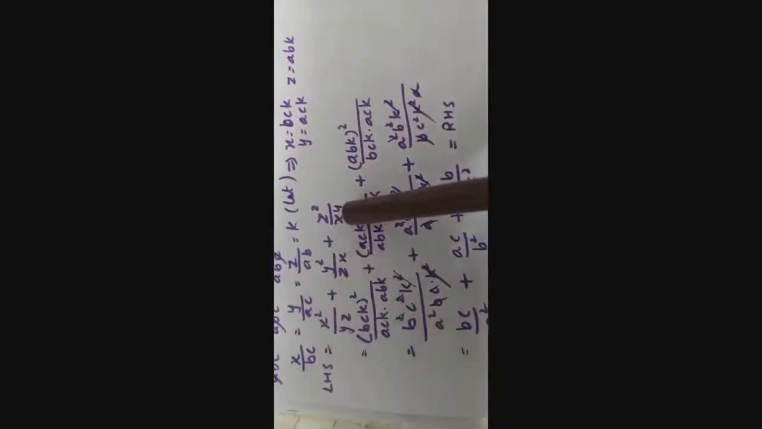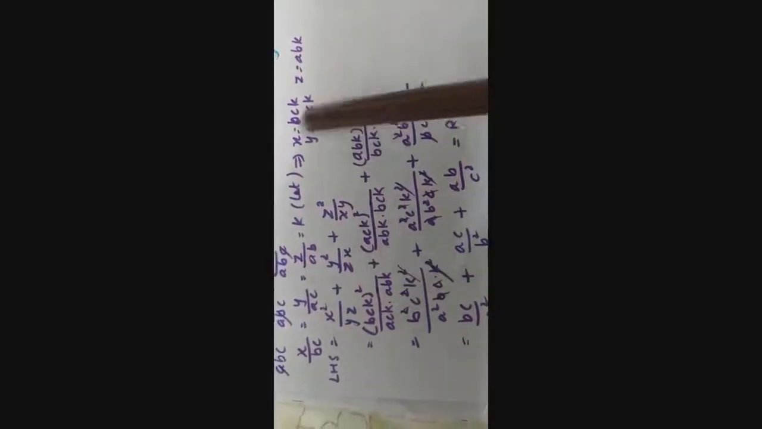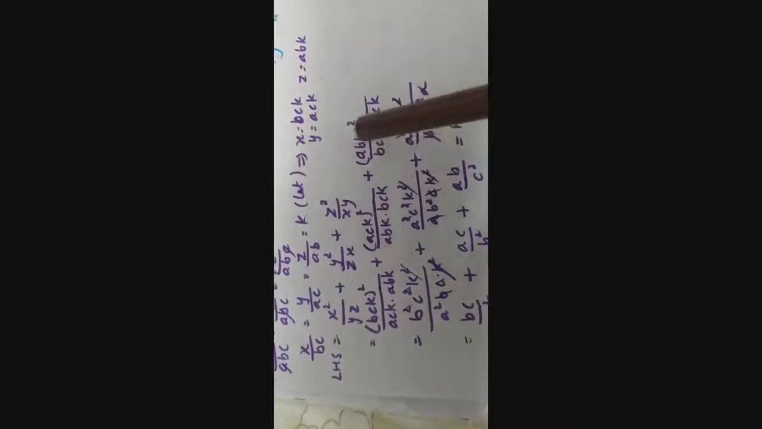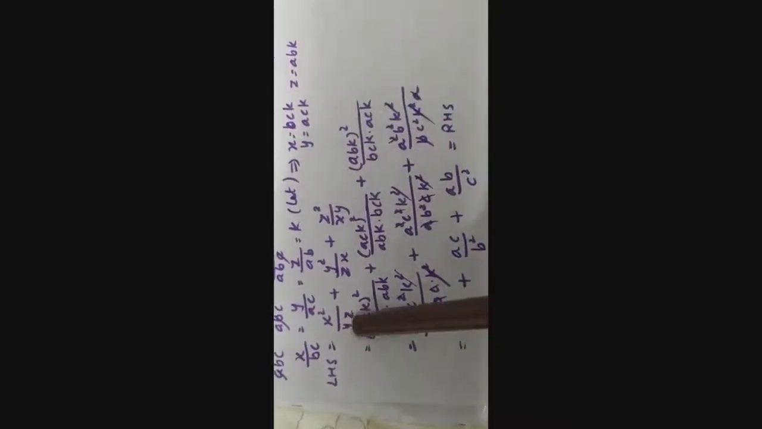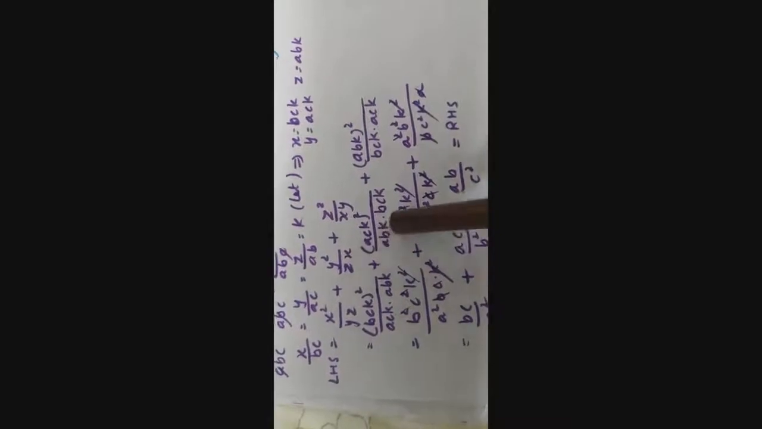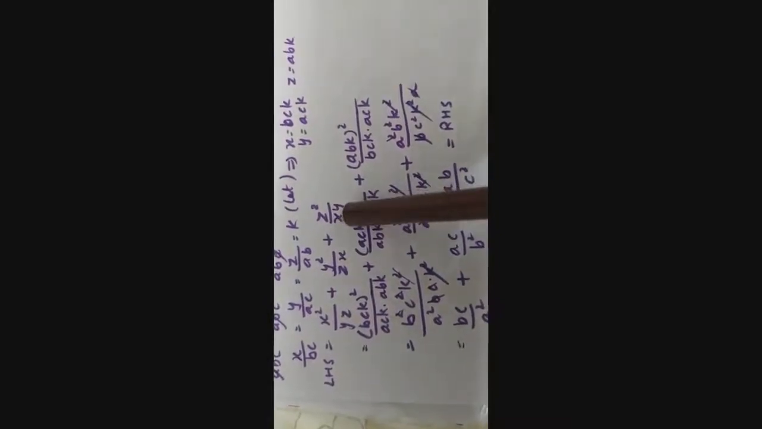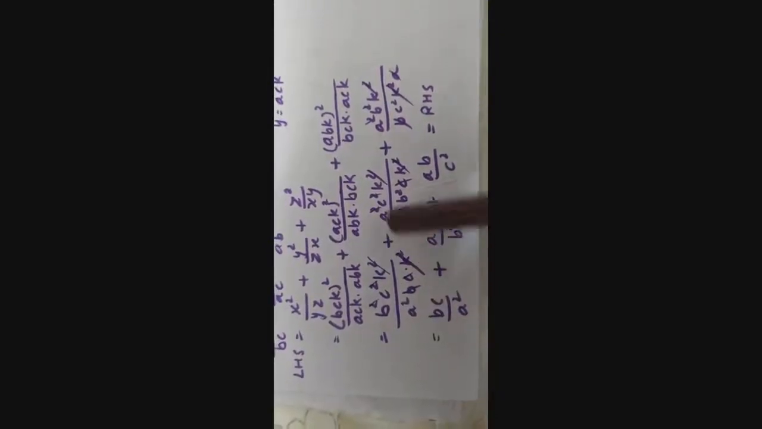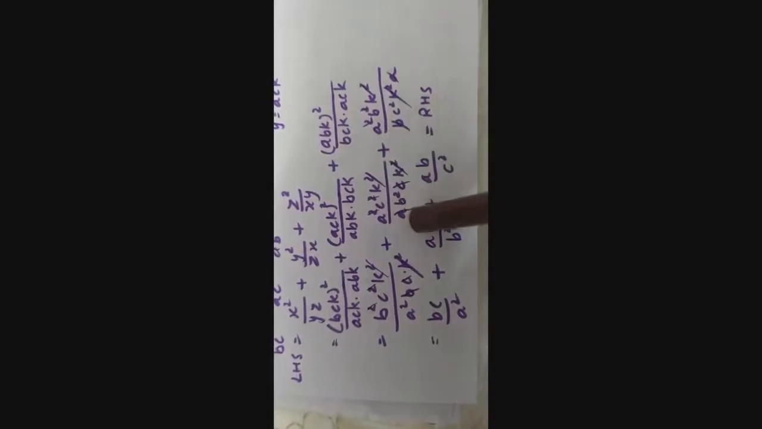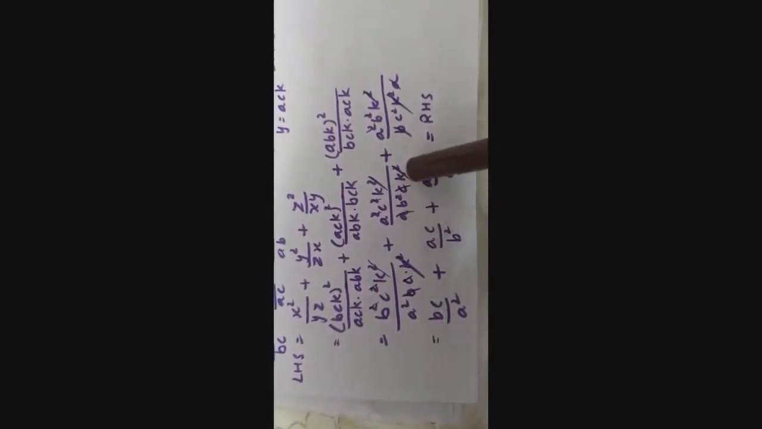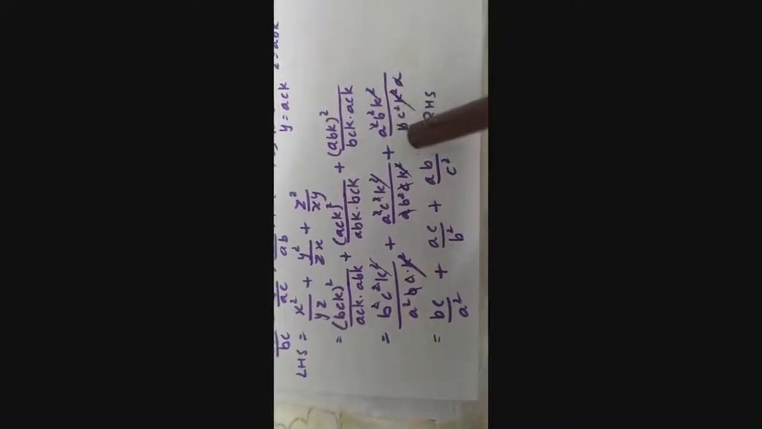Now your left hand side is this. Placing the left hand side, x value bck whole square, y value ack whole square and z value abk whole square. Denominator also, y and z value, z and x value, in between multiply sign, then x and y value. Now taking whole square as b square c square k square. This is a square b c k square. Again a square c square k square, a b square c k square. Similarly a square b square k square, b square c square k square a.